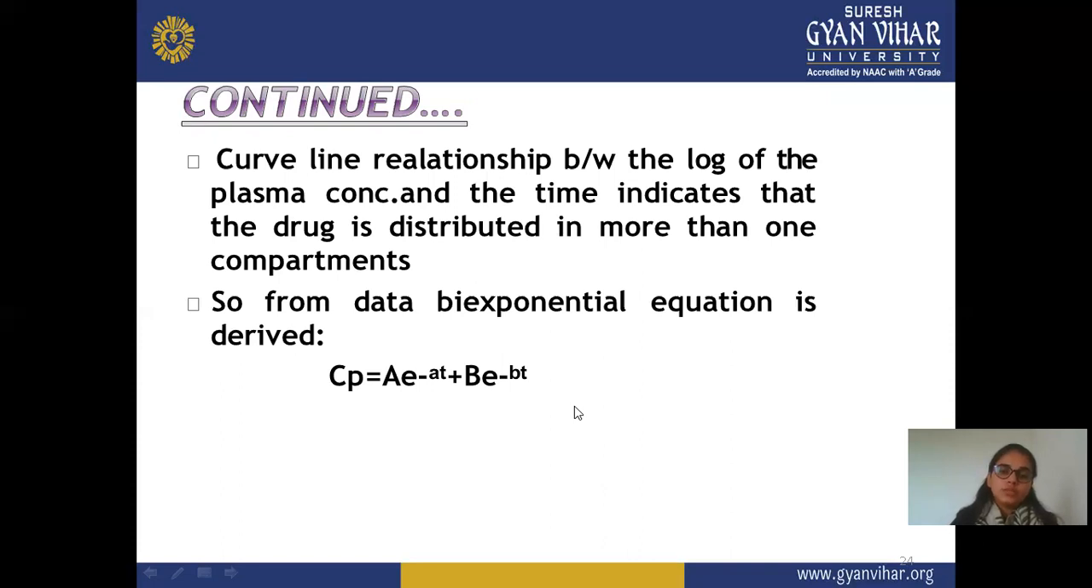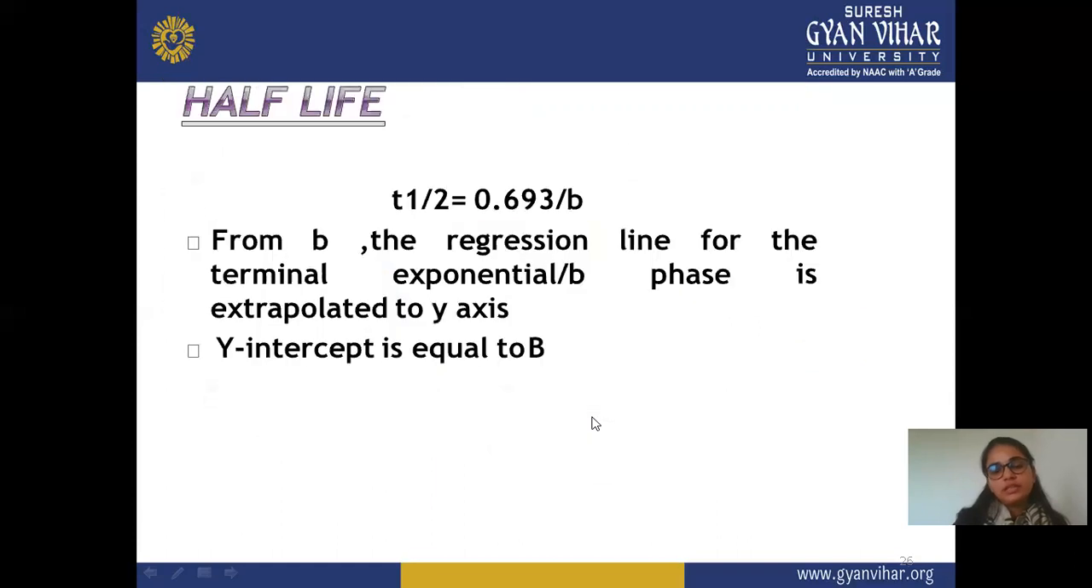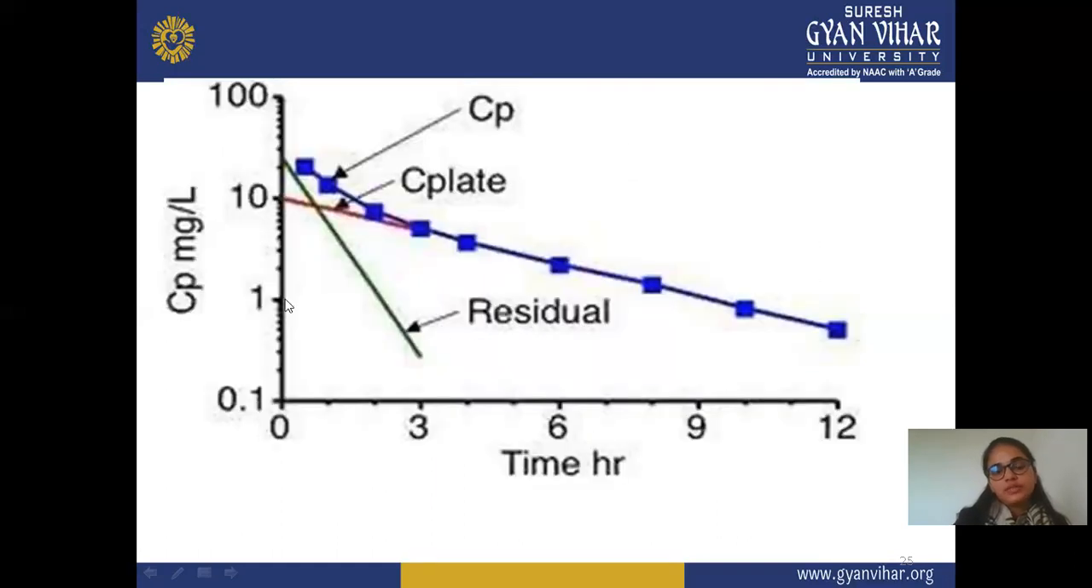So from the data, a bi-exponential equation is derived. This is the equation for bi-exponential if the drug passes through multi-compartments. And in this, Cp is equal to A e^(-alpha t) plus B e^(-beta t). And in this graph, when we plot, it gives time versus plasma concentration in mg per liter, means how much mg of drug is present in a liter, versus time.